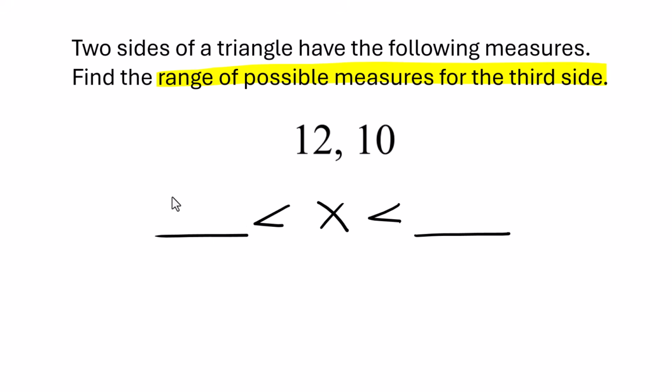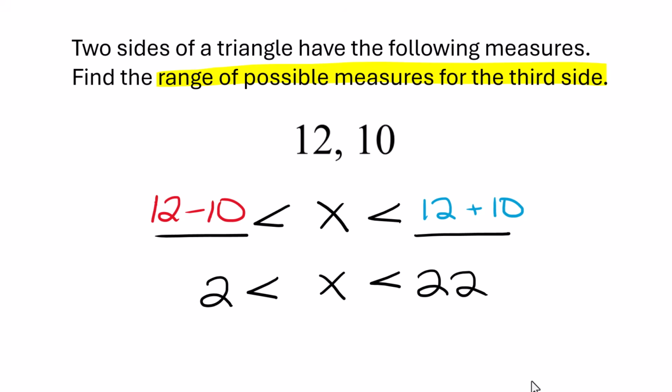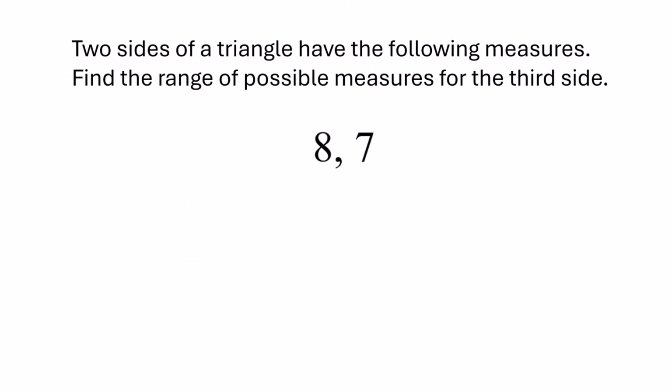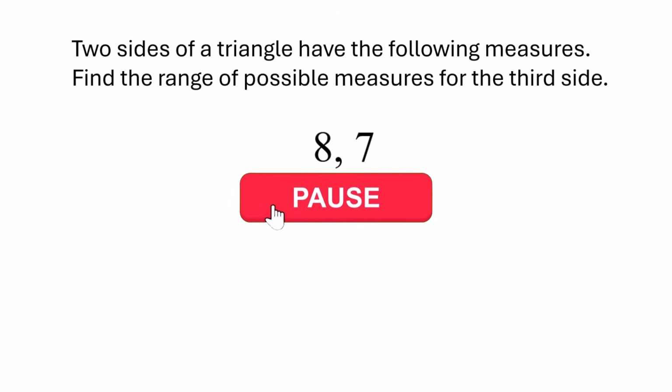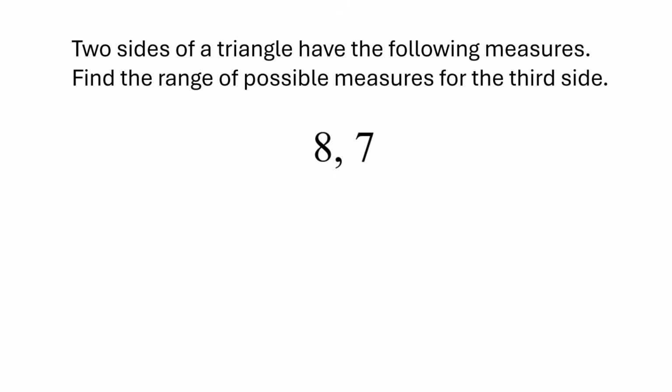The smallest value that could be is 12 minus 10. And I'm saying it can't be that. It has to be bigger than that. And the larger number is 12 plus 10. And so your X for that third side, it has to be between 2 and 22. All right, if you think you understand, pause the video and try this one. I am about to do the problem in 3, 2, 1.